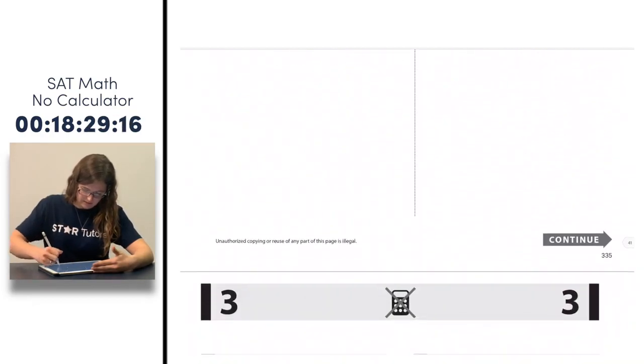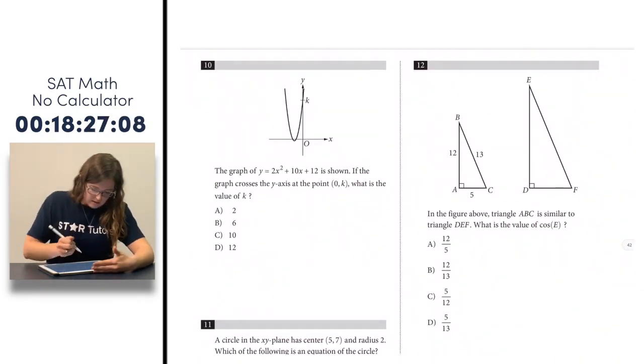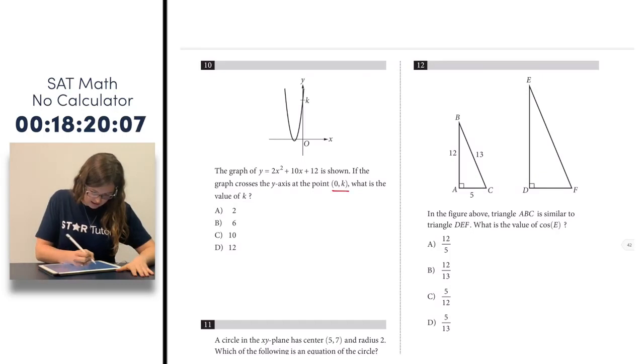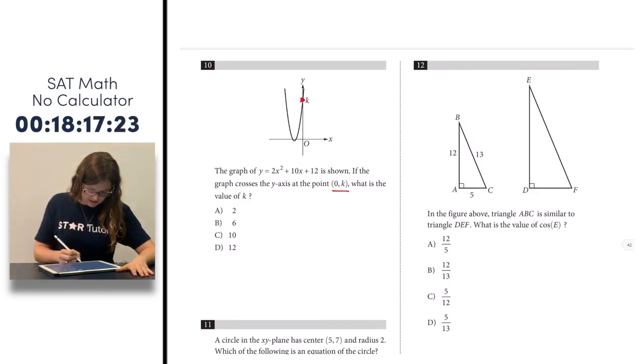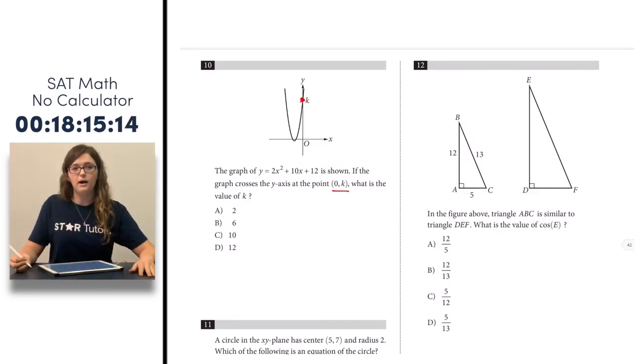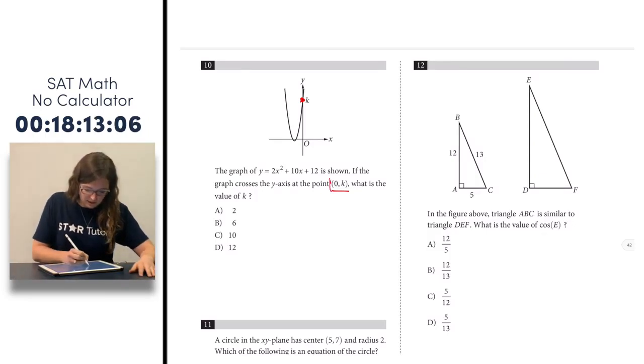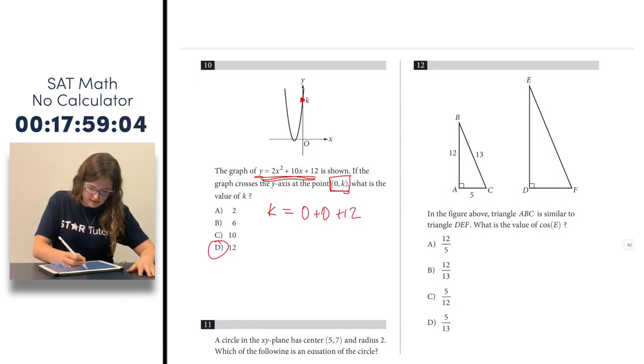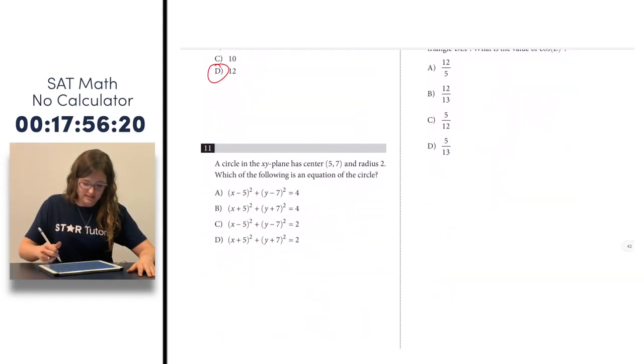Okay, number 10. Parabola question. Okay, the graph of this is shown. If the graph crosses the y-axis at the point 0, k, that's the point they're giving us. What's the value of k? Again, y-intercept, we just got to plug in this point. They give us a point, they give us an equation. Plug in the point, that's all you got to do. So if I plug in 0, k, I get k equals 0 plus 0 plus 12. K is 12. Done.